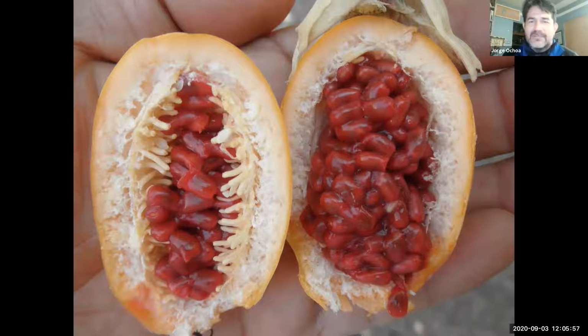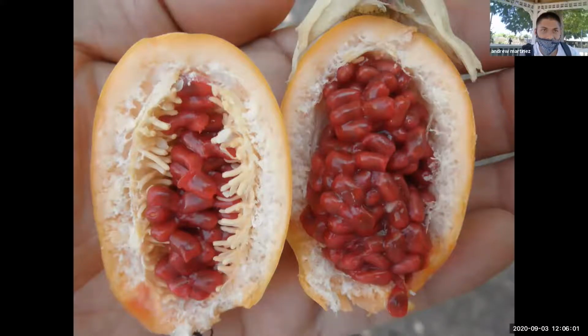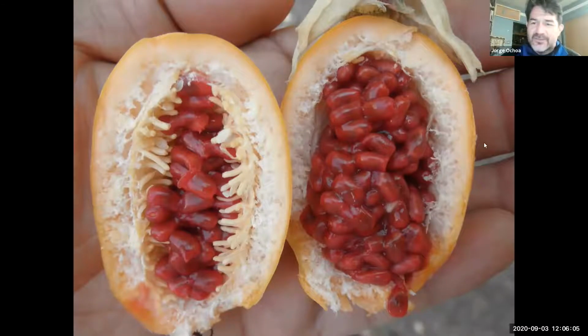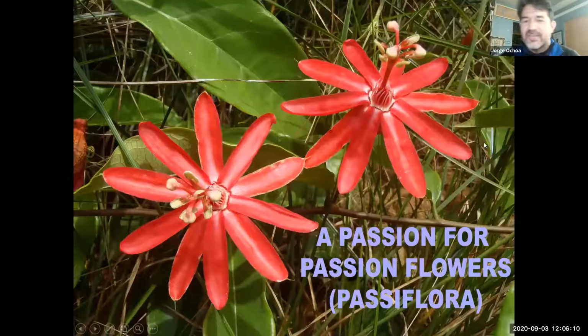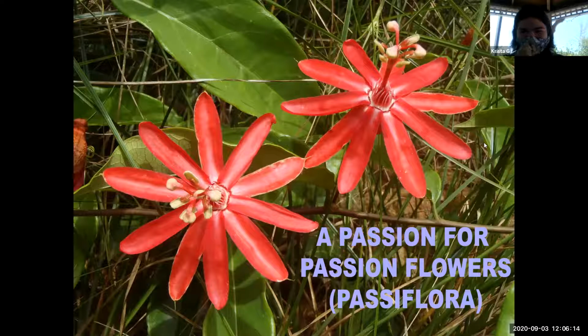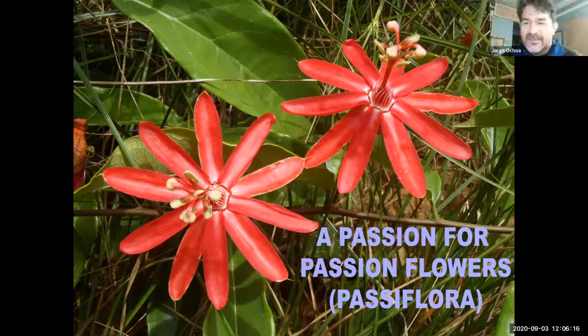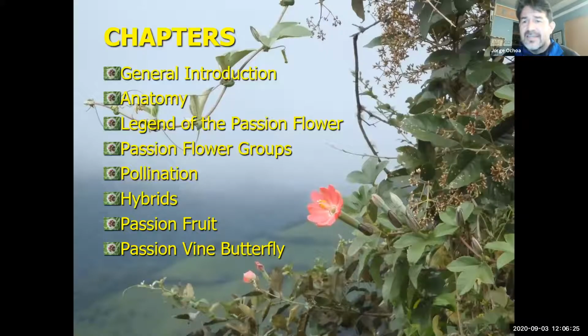It was at that point in time when I should have said, no more. But the fact of the matter is that people fail to do that. And so what I want to share with you is what I like to refer to as my addiction to passion flowers, not so much my passion for passion flowers, as many people may claim that I have. So these are the topics that we are going to cover today.